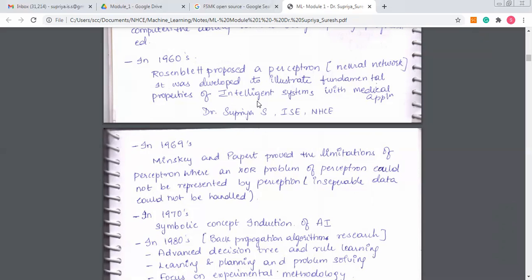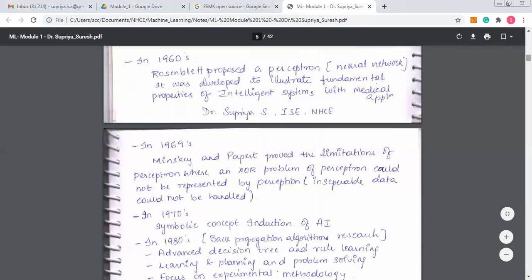In 1969, Minsky and Papert proved certain limitations. There were certain limitations with the perceptron. It was not able to take up data which is inseparable. It was not performing well with training data which is inseparable. So Minsky and Papert proposed the limitations of the perceptron, where the XOR problem could not be represented by a perceptron. Okay, you know what the XOR is, right? Yeah. So the XOR problem was not able to be represented because inseparable data could not be handled properly, as specified.